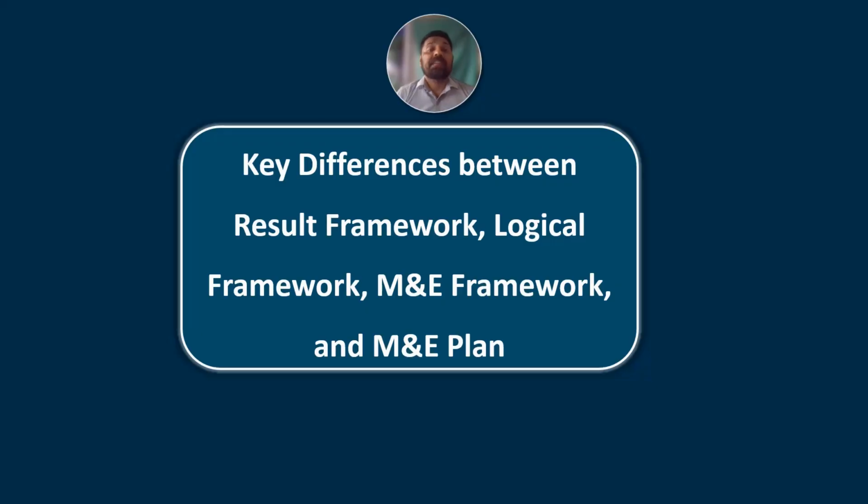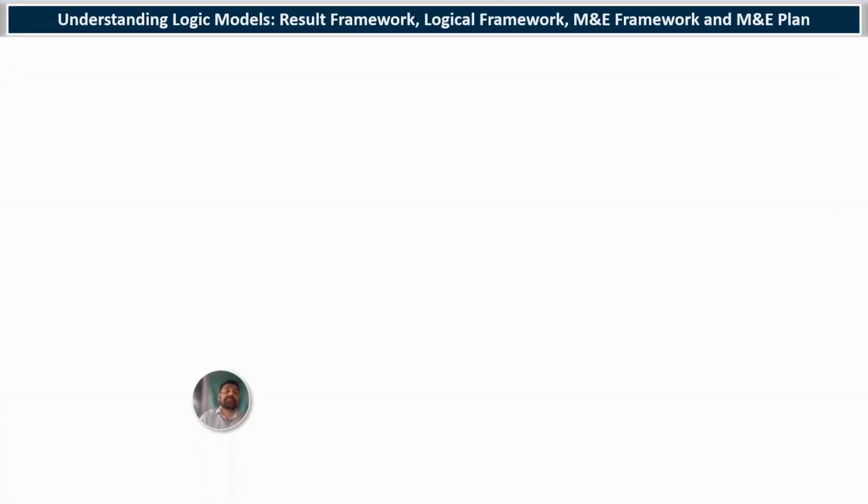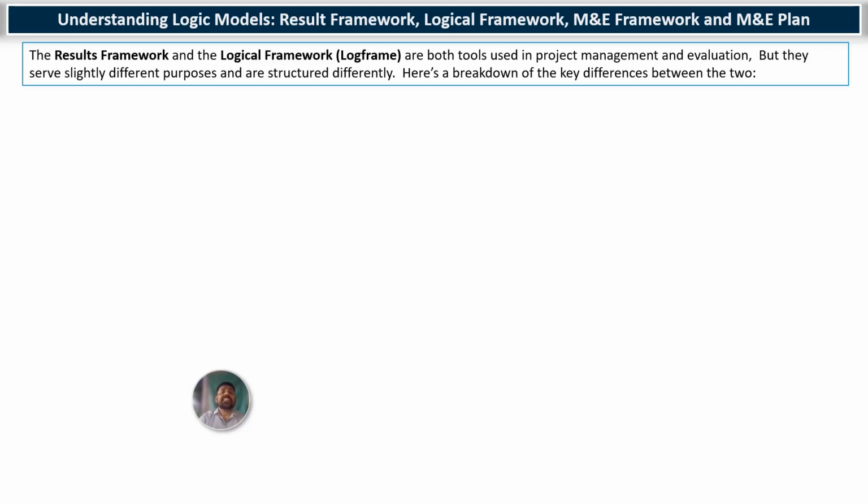Now we will discuss the key difference between a result framework, logical framework, M&E framework, and M&E plan. You might be confused between the result framework and logical framework. Let's see the difference. The result framework and the logical framework are both tools used in project management and evaluation, but they serve slightly different purposes and are structured differently. Here is a breakdown of the key difference between these two documents.